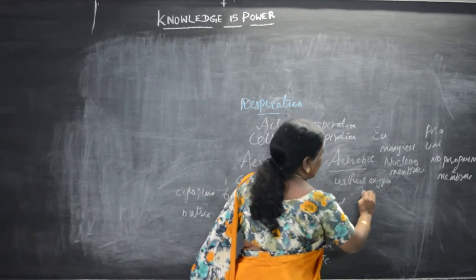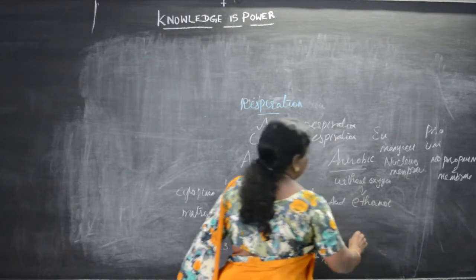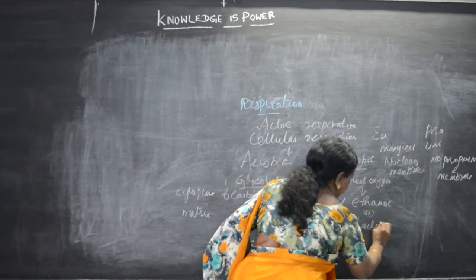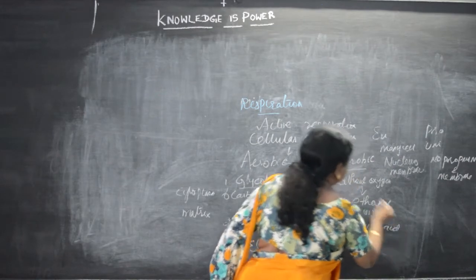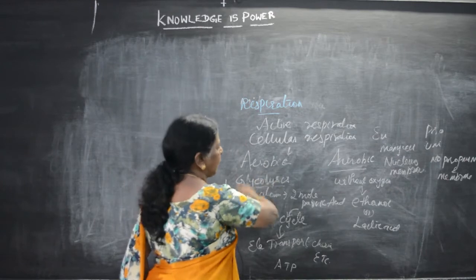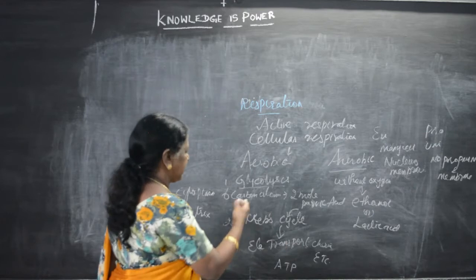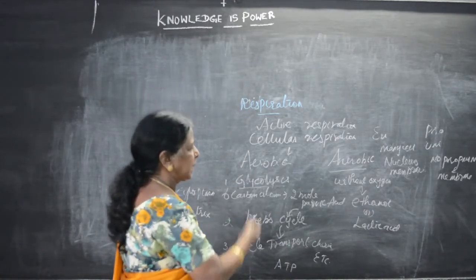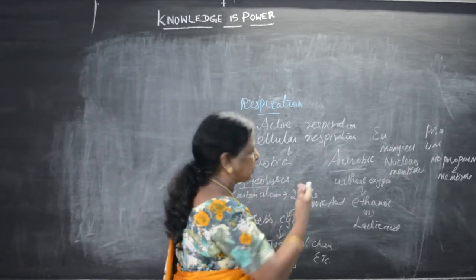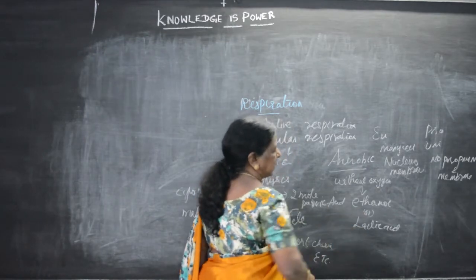Here, the glucose is converted into ethanol or lactic acid. There are no stages like this. The first one, glycolysis, is oxidation, and it is common for both aerobic and anaerobic. In anaerobic respiration, we cannot have the Krebs cycle or electron transport chain, because these are lower organisms, made up of only one cell. There is no such heavy process. So this may be converted into ethanol or lactic acid.